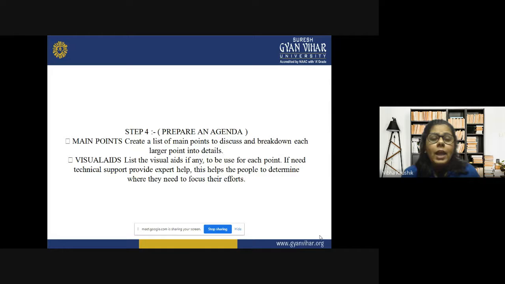If it needs technical support, provide extra help. When you are organizing a workshop, there will be visual aids and a projector, so you need a technical supporter also, who can give expert help when we are having some problems in displaying a visual aid or showing a PPT or anything else. This helps the people to determine where they need to focus their efforts.